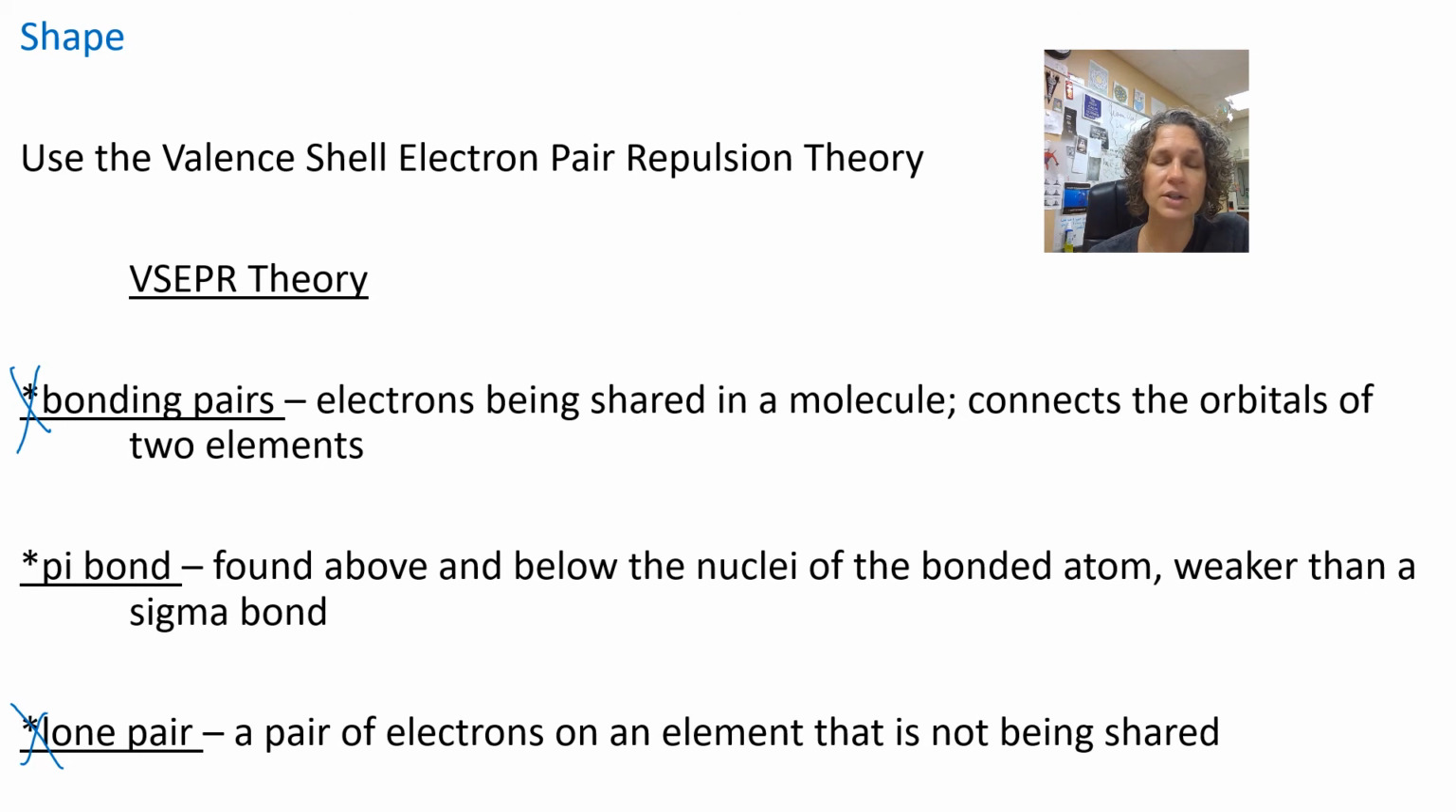And then the lone pairs, and that's a pair of electrons on an element that isn't being shared. So for instance, the chlorine had 3 lone pairs around it because those weren't between atoms, but you had the one bonding pair between the H and the Cl. Just another thing that is in there that we don't represent with dots are pi bonds, and these are found above and below the nuclei of the atoms. They're weaker, but they're kind of a secondary bond that do affect the shape.